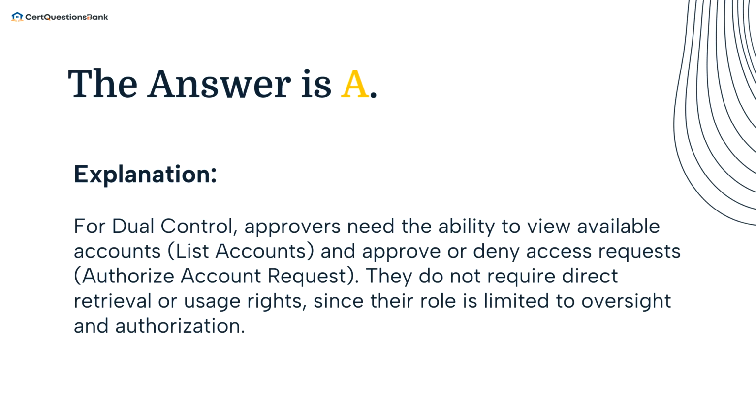For dual control, approvers need the ability to view available accounts, list accounts, and approve or deny access requests, authorize account request. They do not require direct retrieval or usage rights, since their role is limited to oversight and authorization.